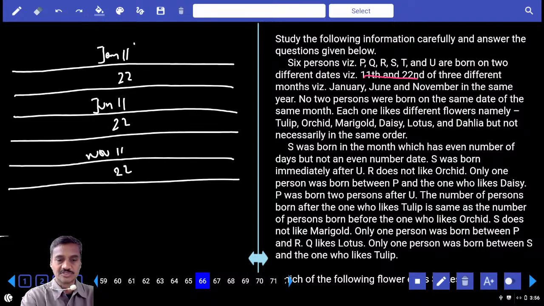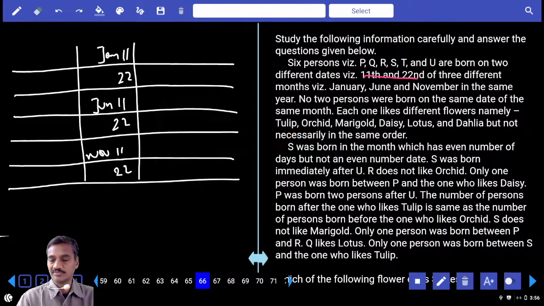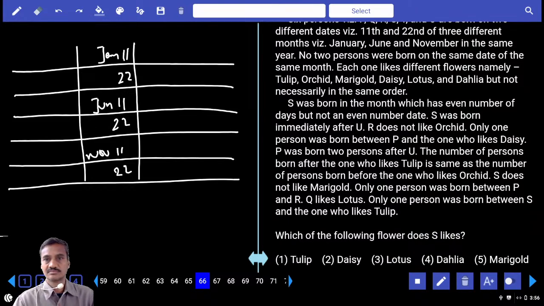Now these 6 persons were born on these 6 different dates, and there is a parameter added to this one, and each one of them likes different flowers. Hence, it comes under the first or the second priority. Definitely under the second priority because a parameter is also added to this one. If there is no parameter, then it must come under first priority.